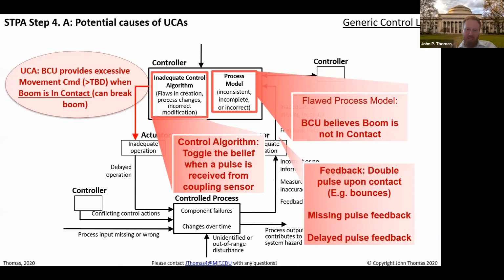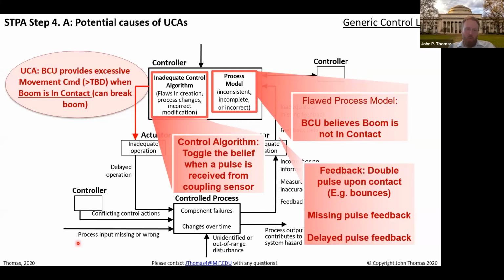You bounce once before you make and maintain contact. Well, that will cause exactly this problem. That algorithm will say contacted, not contacted. The belief will say the boom is not in contact when you are, and this scenario could very well happen. You've got it. Now, if you put all this together, remember we had two process model beliefs.